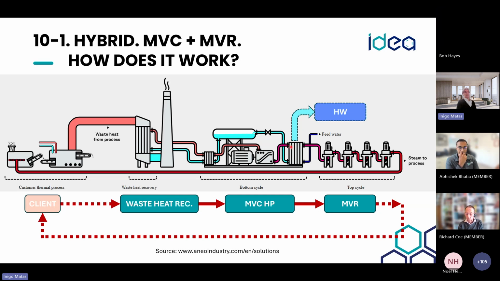The concept is the same as we had in the TVR or MVR. We will be flashing condensate at reduced pressure, and afterwards we will be feeding those vapors through an MVR, with a number of stages depending on the temperature required, and that goes back to the process. So we're closing the loop in this process, no? Capturing the waste heat, going into the MVC heat pump, and then transferring to the MVR. Yeah, this is what we would call a hybrid system.